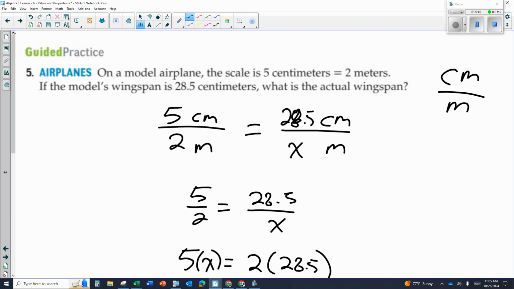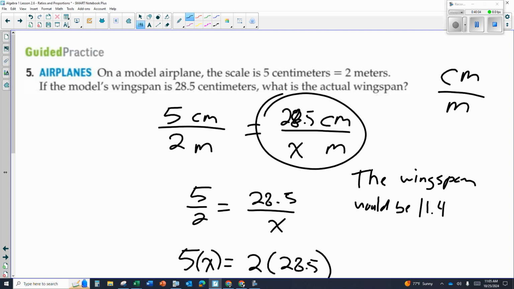So the answer is not x equals 11.4. We can say the actual wingspan, that would be the answer. So the wingspan would be 11.4, and remember this is in meters. 11.4 meters would be the actual answer to the problem itself, not just x equals 11.4.